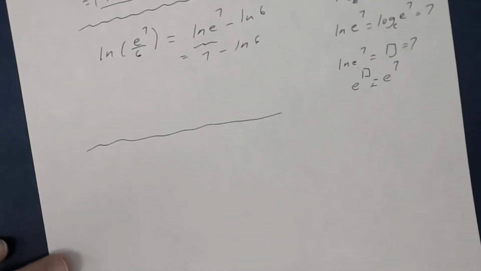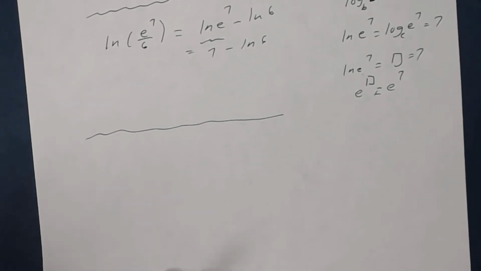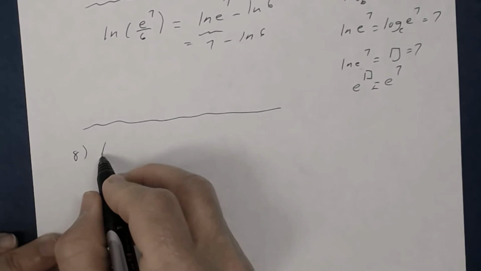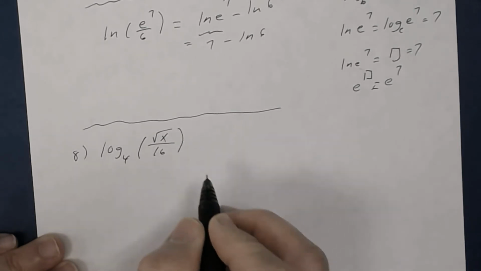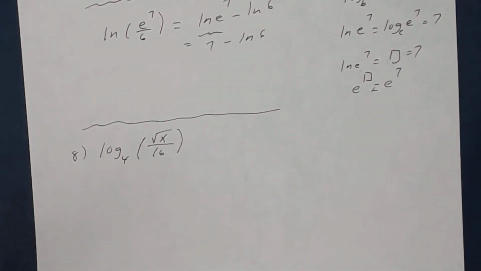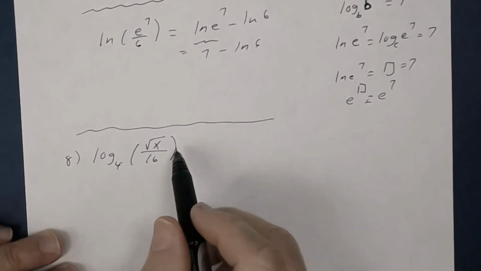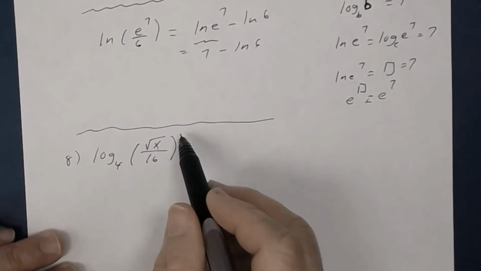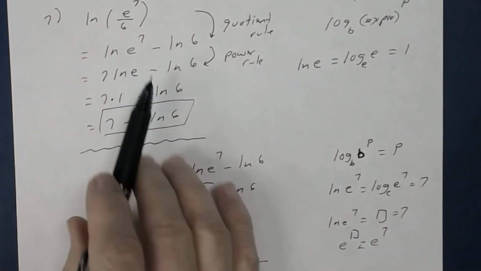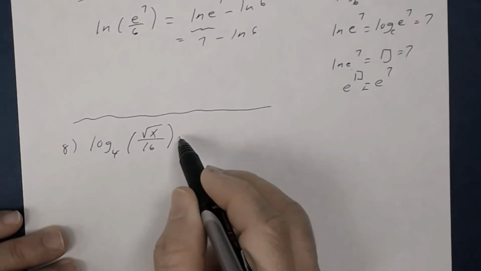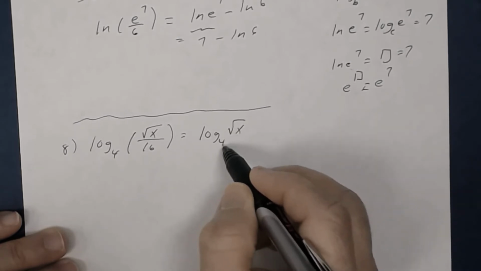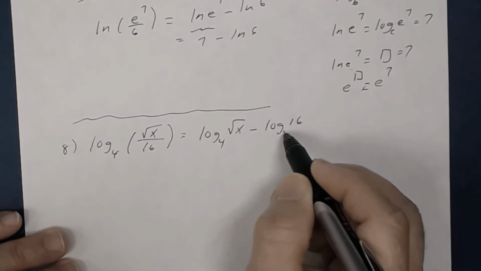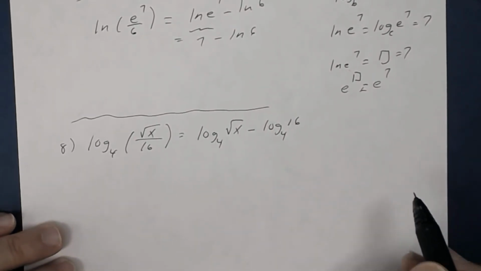All right, let's look at number 8. So number 8, we have the log base 4 of the square root of x divided by 16. Log base 4 of the square root of x divided by 16. Okay, so I'm going to use the quotient rule, because notice the outer exponent is 1, so don't use the power rule first. You use the quotient rule first. Same thing like we did here. So I'm going to go ahead and write it like this. That's going to be the log of the square root of x base 4 minus the log of 16 base 4.